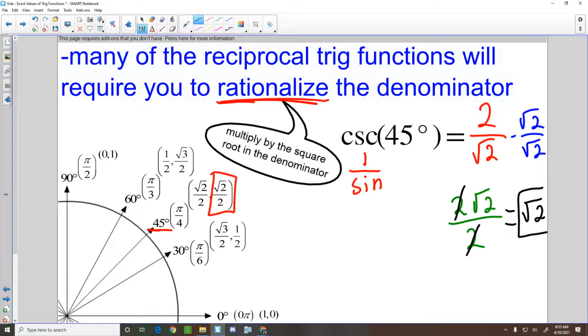Look at all this trig you're doing without a calculator. You're all like little geniuses. It's awesome. Questions on this one? Just flipping fractions.